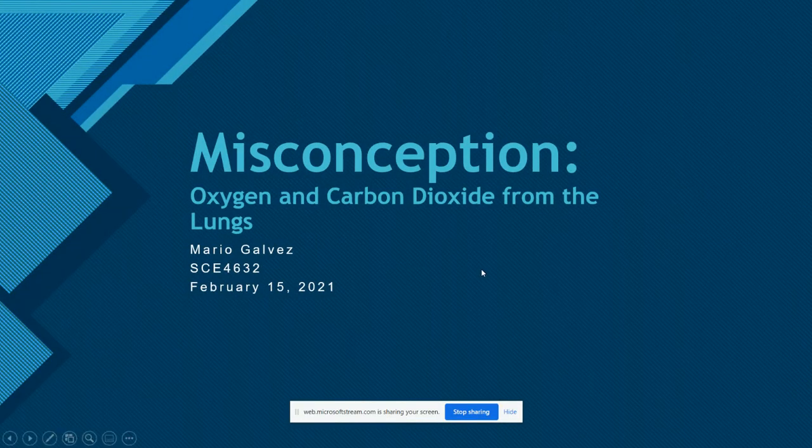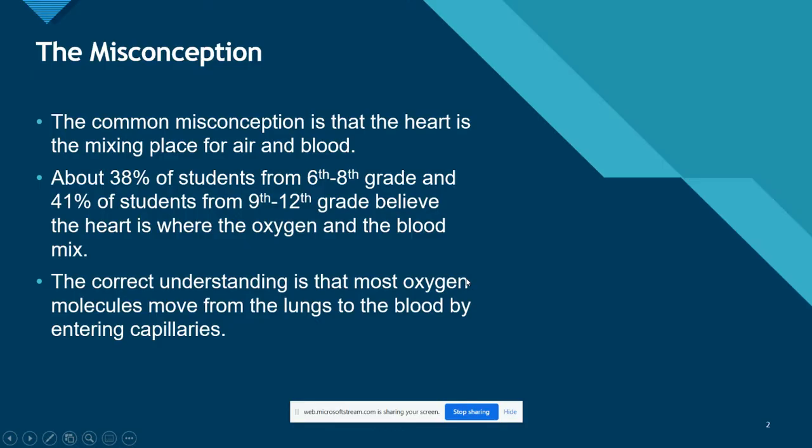Misconception: oxygen and carbon dioxide from the lungs. The most common misconception is that the heart is the mixing place for air and blood. Roughly 38% of students from 6th to 8th grade and 41% of students from 9th to 12th grade believe the heart is where the oxygen and the blood mix.